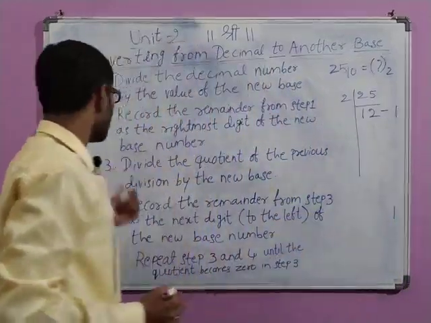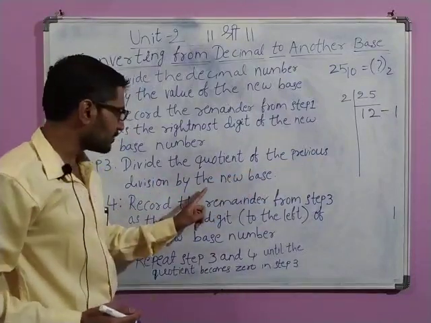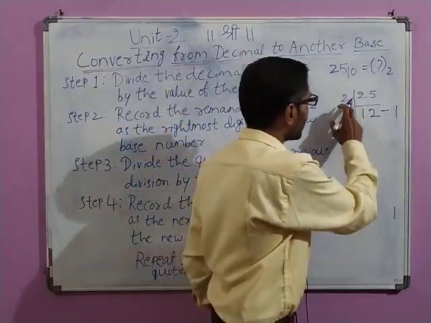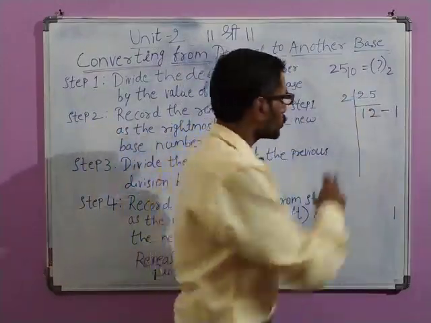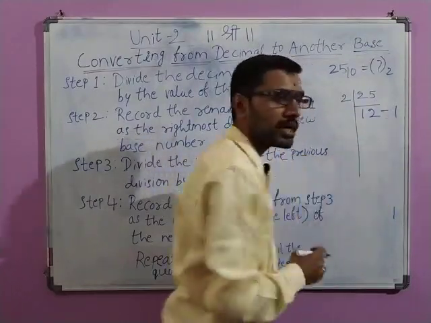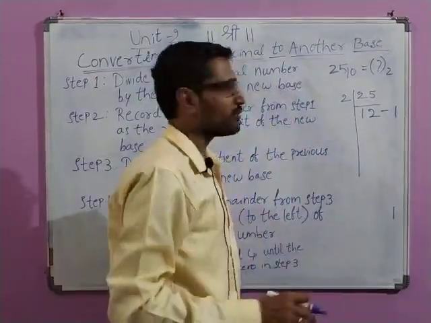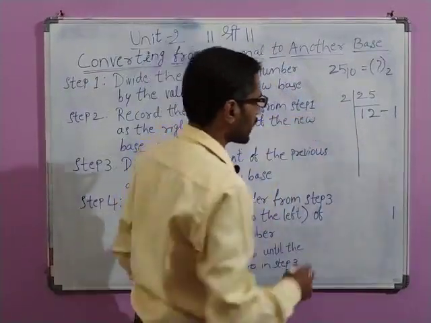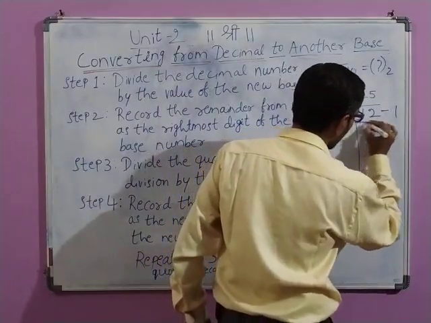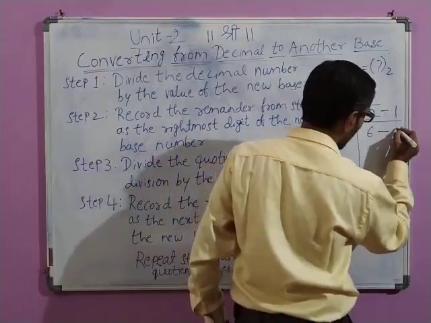Now what they are telling in the third step: divide the quotient of the previous division by the new base. So what is the quotient here? When I divided 25 by 2, 2 12s are 24, remainder is 1. So this is the remainder and this is the quotient. Again this quotient has to be divided by this base. So again I need to divide it. 2 6s are 12. What is the remainder? Now the remainder is 0. So I need to record it.